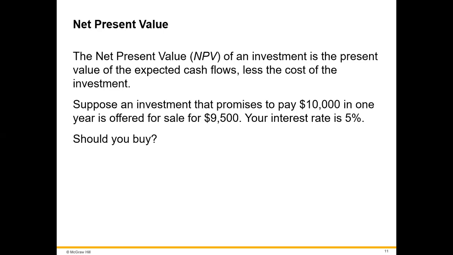So here's an example. Suppose an investment promises to pay $10,000 in 1 year. So it's going to pay $10,000 in 1 year. It's offered to you today to buy for $9,500. Should you buy it? You just don't go, oh, well, I'm going to get $10,000 at the end of year 1 and $9,500, I only have to pay for it. Yeah, I'm buying it, I'll have $500. No. What you want to see is, what's the present value of that $10,000 given that 5% interest rate?